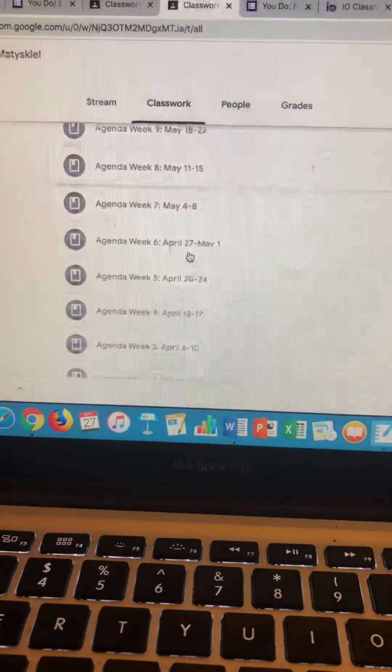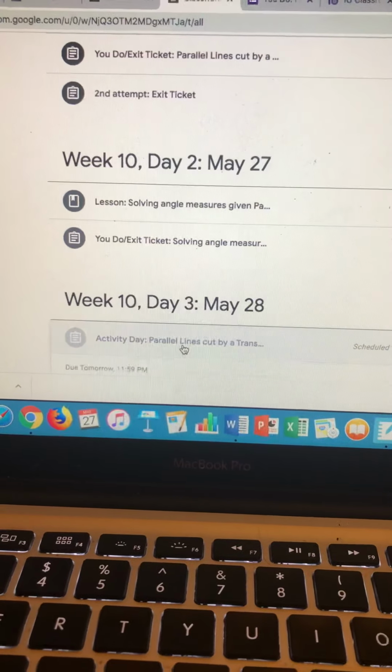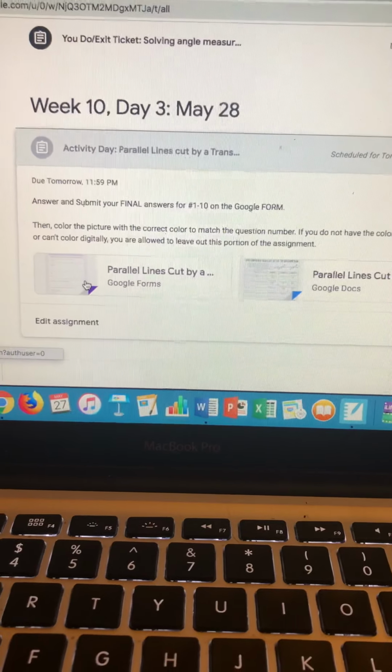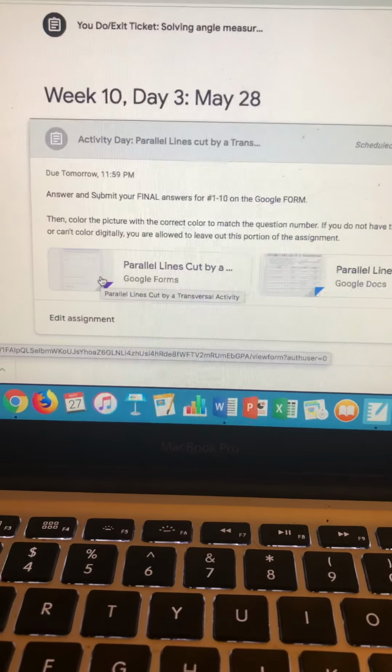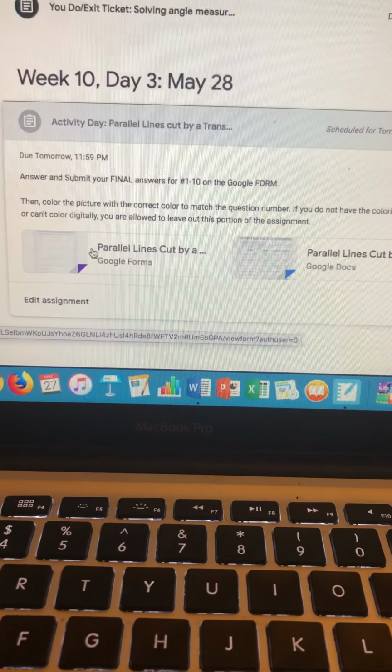So you click on the classwork tab, we'll go down to week 10, day 3, and you'll see we have our activity day. So there's going to be 2 attachments here. The first one is your Google form where you have to submit your final answers for numbers 1 through 10. The second one is a Google Doc, and that is your coloring page where you would color the picture with the correct color to match the question number. If you do not have the coloring supplies or can't color it digitally, you are allowed to leave this portion of the assignment out, which has been the same rules I've had since we started doing our virtual learning. Okay, so I'll show you the form first.